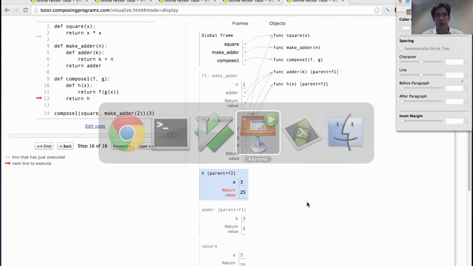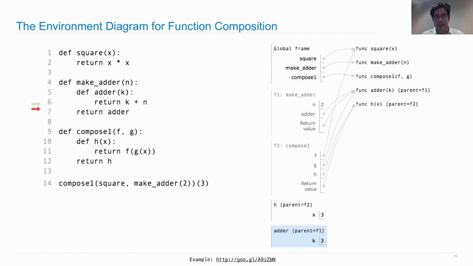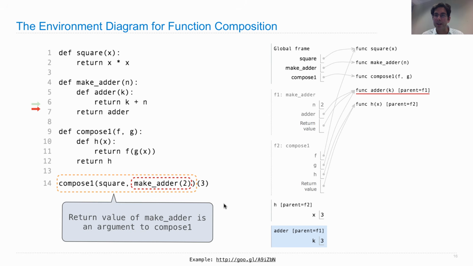Whew. Let's take a look at that image. This is the same thing you just saw, but I'll annotate it a little bit. So when we evaluated this whole call expression, first we evaluated the operator. Compose1's easy to evaluate, square is easy to evaluate, but this is a call expression that involves some work. So we called make adder on 2, and the result was an adder function. Then we called compose1 on square and make adder, and the result was this h function.